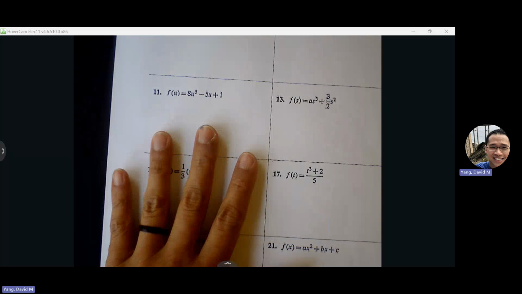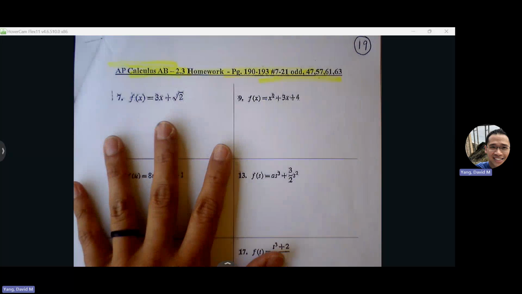Okay, let's go back and do some more practice with power rule. So page 19. This is the first page of the additional handout that you got.